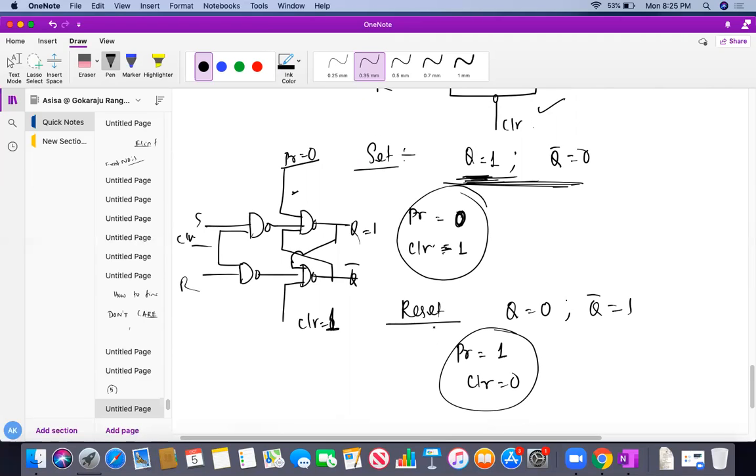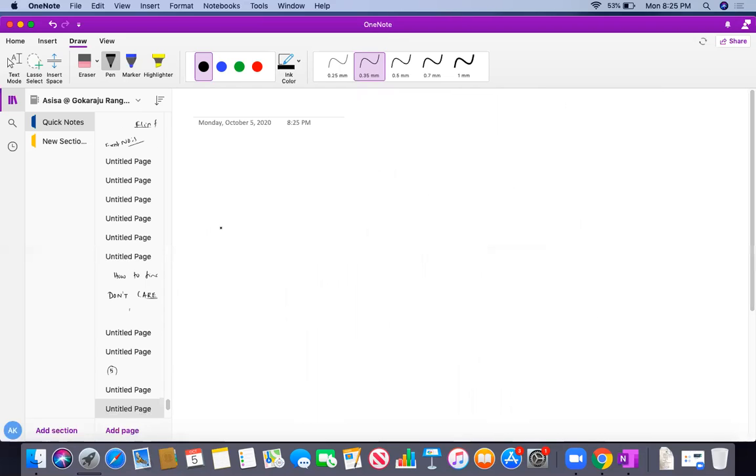Okay. And after that, what you have to do? You have to apply preset and clear for the normal flip-flop condition. And after that, apply the flip-flop's actual inputs. Do you all understand this, or any doubt? Tell me, students. If there is no doubt, we'll have the next part. The next part is actually the triggering part.